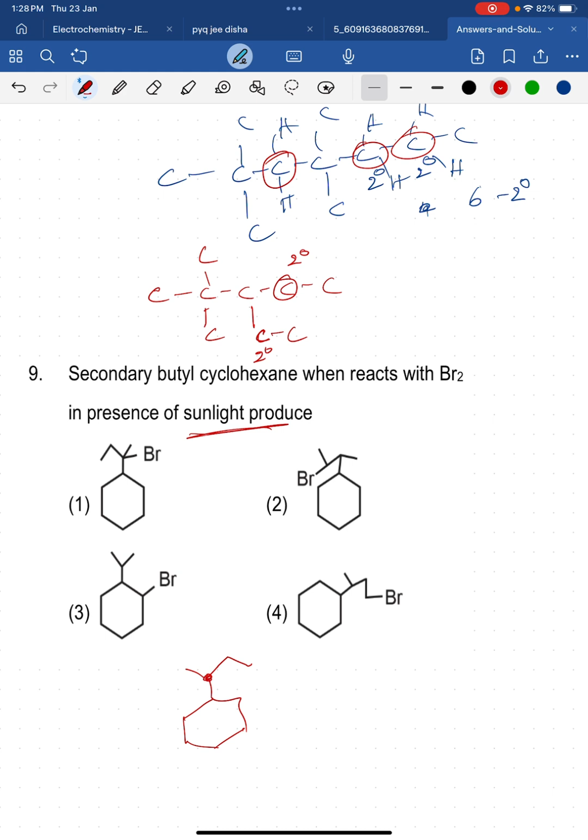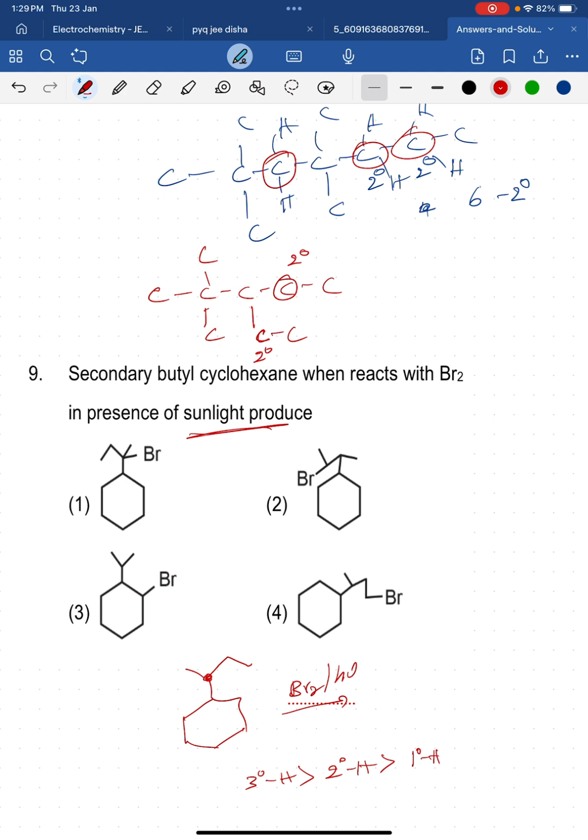So when we are doing bromination in the presence of h nu, the rate of reaction is such that tertiary hydrogen is more reactive than secondary hydrogen and primary hydrogen. So we can identify the structures here. The first one is correct, the fourth one is also a correct structure, and the second is also a correct structure. The third option I am eliminating, because the structure itself is not correct.